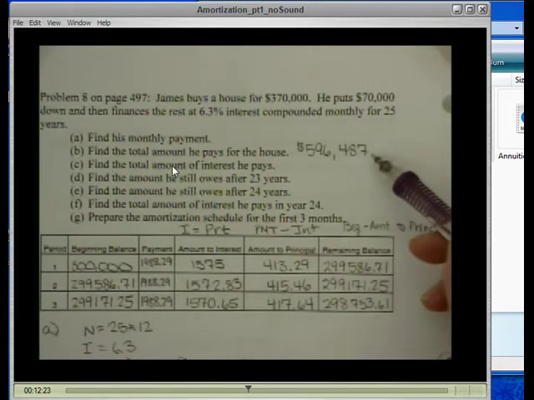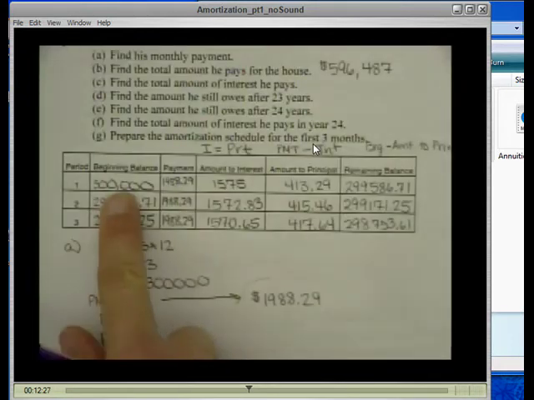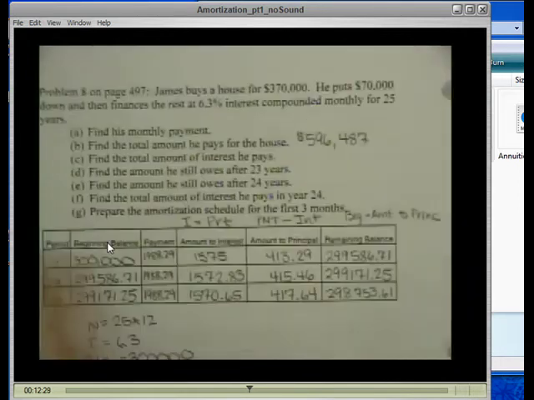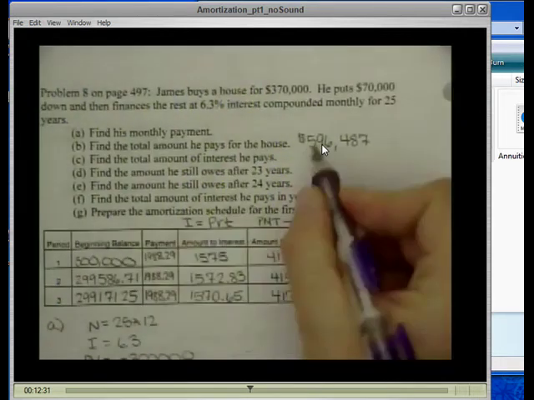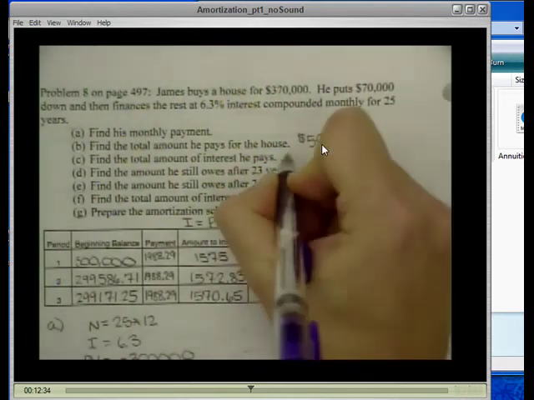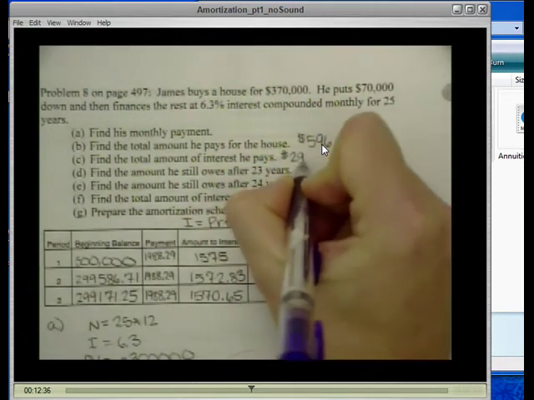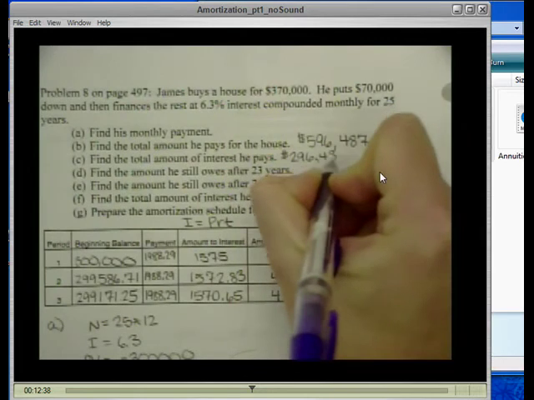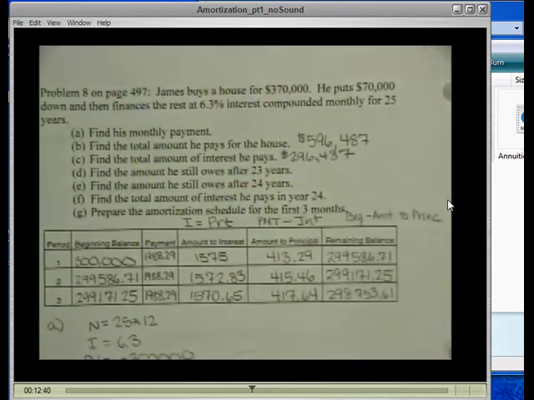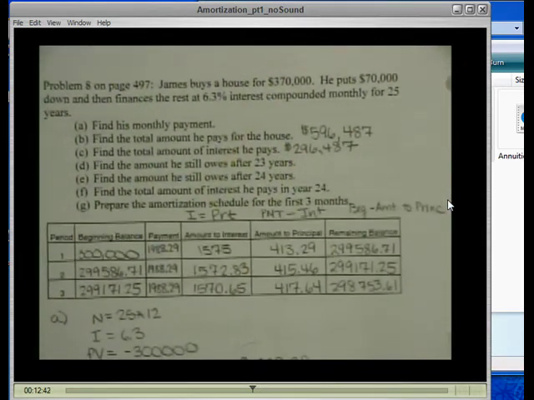So find the total amount of interest he pays. Well, this was his loan amount, $300,000, and this is what he ended up paying on the loan. So you can just subtract those two. Whatever is the difference is the amount of interest he paid. So $296,487.